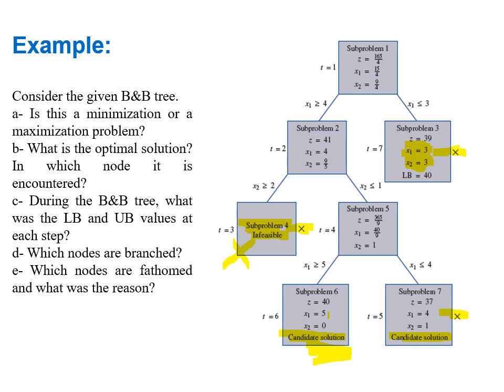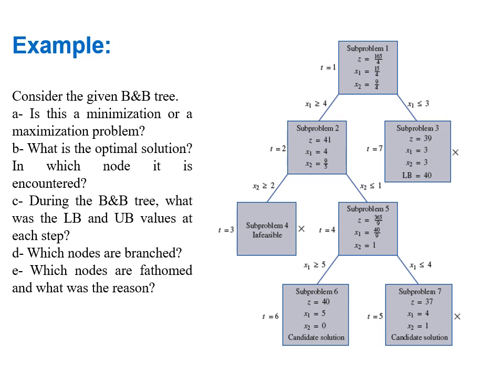Then let's check the objective values. This one has an objective value of 40, this one has an objective value of 37, and this one has an objective value of 39. Among these, the maximum is given by this node. So this is the branch where we encounter the optimum solution, and the optimum objective function value is 40, and the decision variable values are 5 and 0.